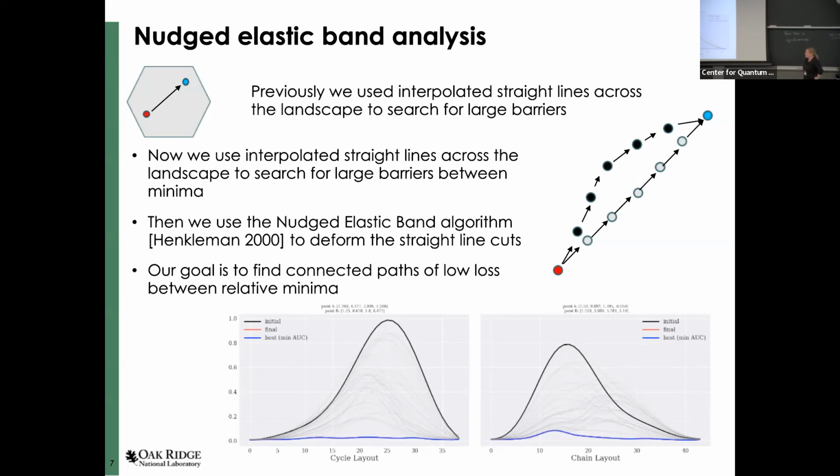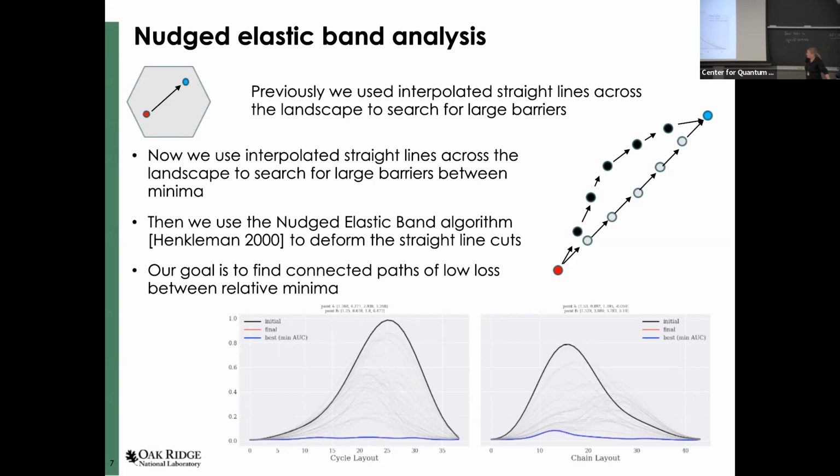Most likely that will go up and over a very large barrier. The next step is we want to deform this path away from a straight line cut, treating it like an elastic band. We're going to set up a discrete number of points along that path, and we're going to update those positions and try to optimize it so that our points along that path sit along low loss points.